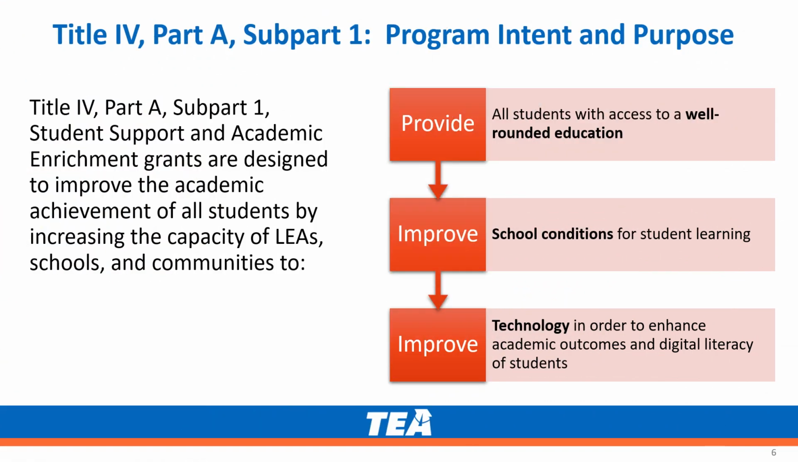I want to share a reminder regarding the Title IV Part A program's intent and purpose. First, this program is designed to provide all students with access to a well-rounded education. Second, to improve school conditions for a safe and healthy student learning environment. And third, improve technology for the enhancement of academic outcomes and digital literacy of all students. The random validation items are aligned with the Title IV Part A program intent and purpose.